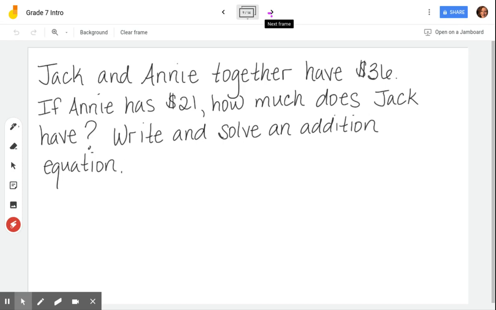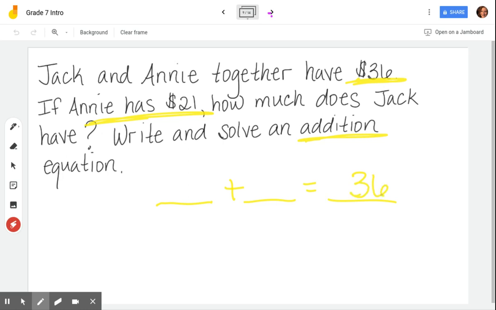Okay, so let's see. Let's underline some important stuff here. Together, they have 36. Annie has 21. And I'm supposed to do an addition equation. I'm going to go ahead and say something plus something equals something. Together would be the total, so I'm going to put that over here after the equals.